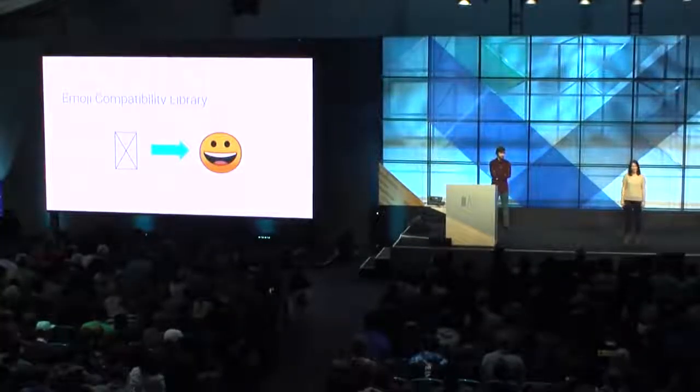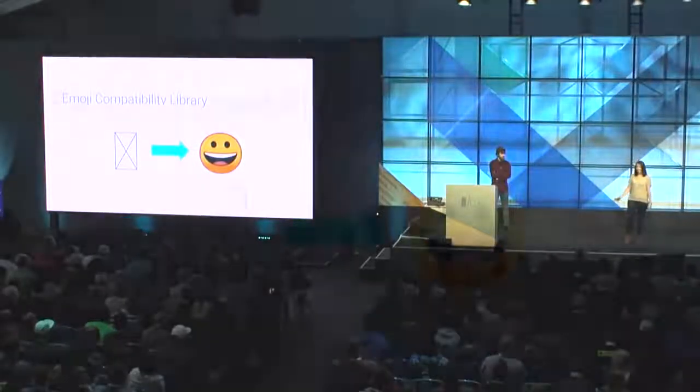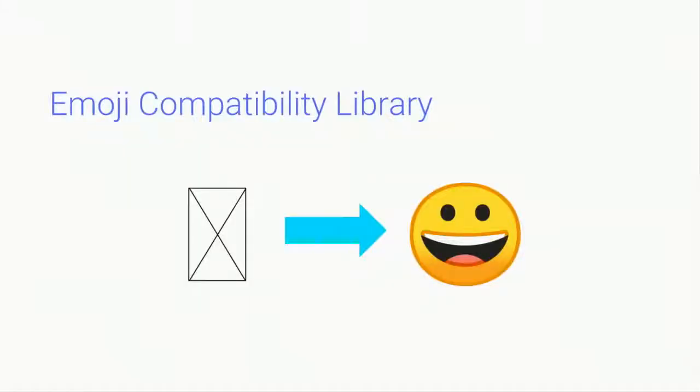Thanks. Next, let's talk about emoji. Have you ever seen one of these boxes with a cross in the middle? We call this tofu, and it's what we render when we can't render a glyph you've asked for. This is extremely common in emoji.